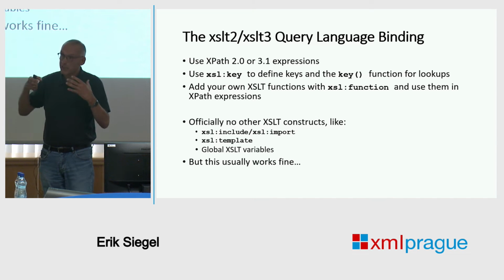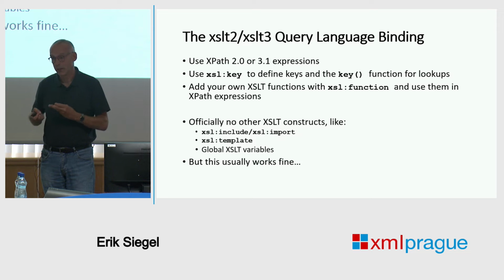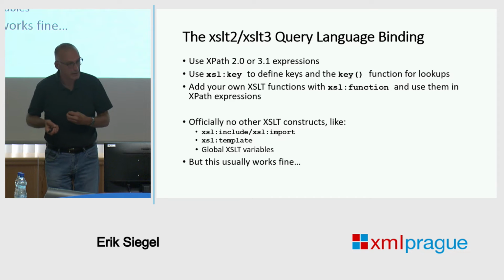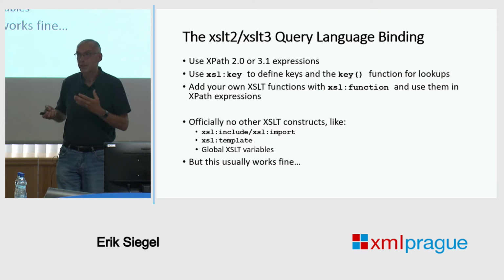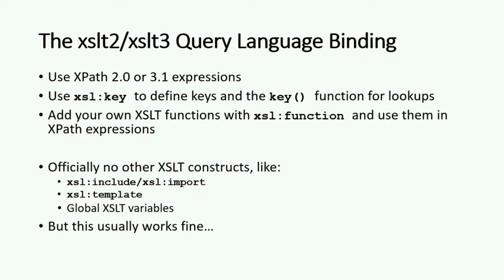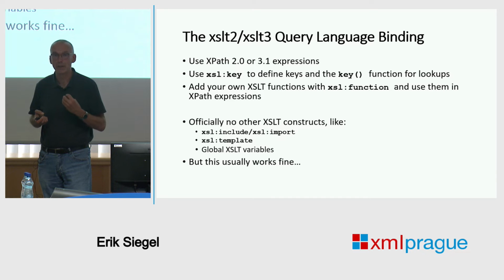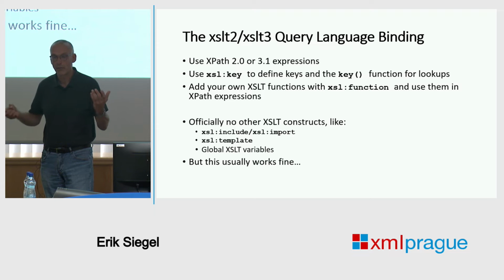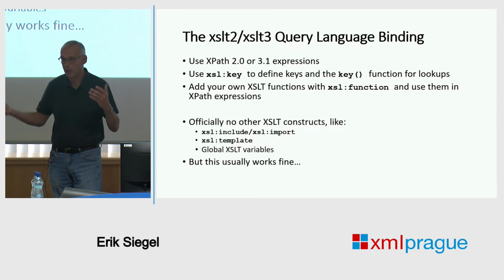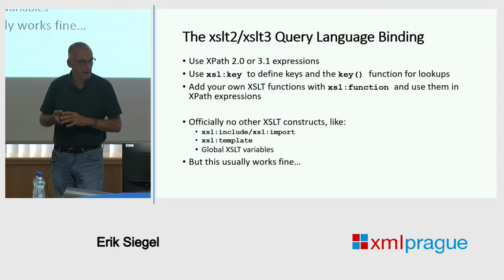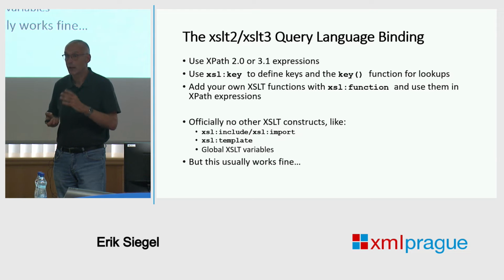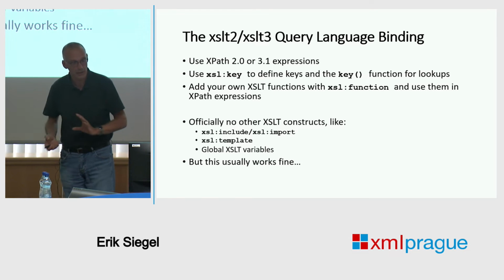Okay, what does it mean, the XSLT2 and XSLT3 query language binding? Of course, the first thing is you can use XPath 2 or XPath 3.1 expressions all over your Schematron schema. It is good. The second thing is that you can use XSL keys, which is a lookup facility in XSL for quickly finding things by identifier or by something else. I will tell you what that looks like. I'm going to show you an example of using XSL key.